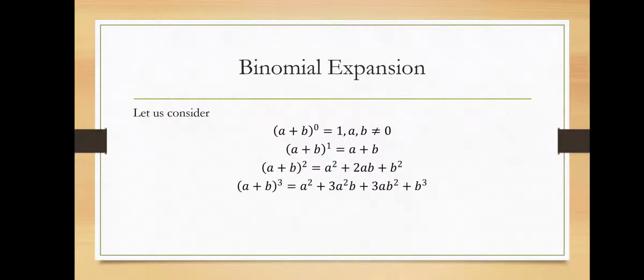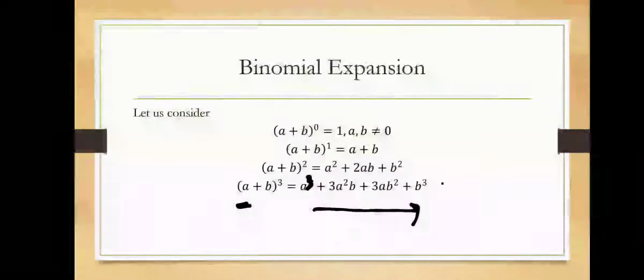Now also there is another important thing that we need to notice. If you see what is happening, it starts with a cube, the highest power of the first term. Then slowly the power of the first term is reducing down to 0, and the second term is starting from 0 and going to its highest power till the last term. So it started with a cube, then a squared, then a, and finally a to the power 0, that is a is not there.